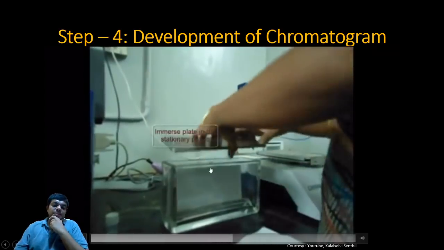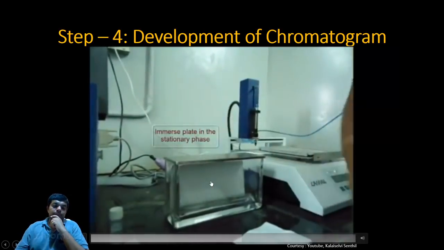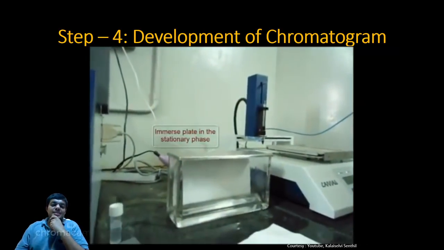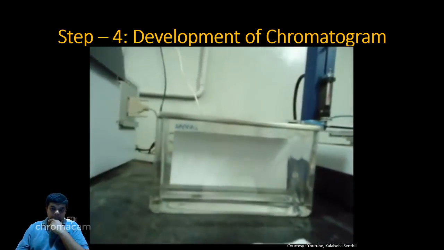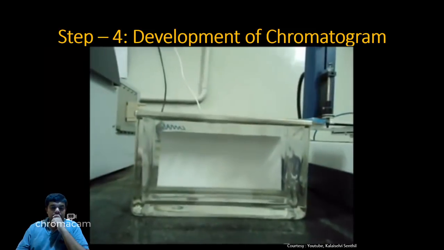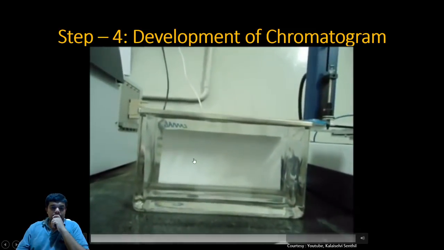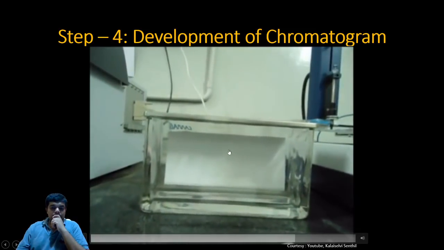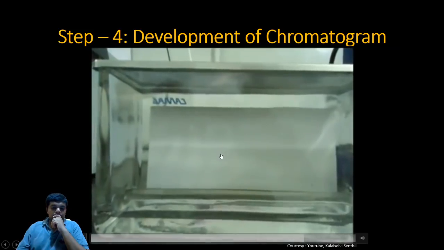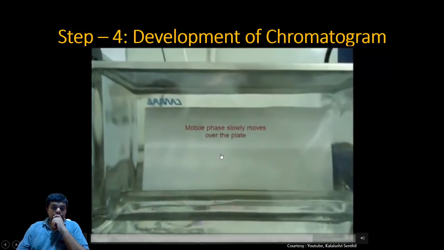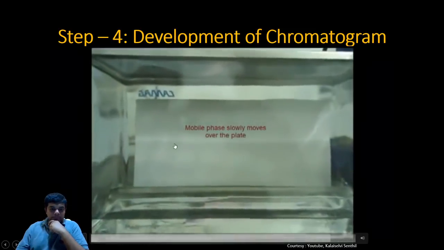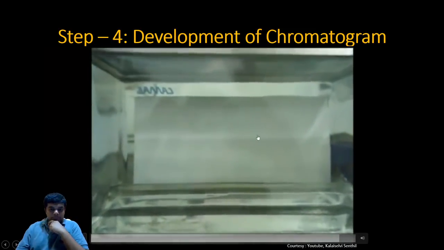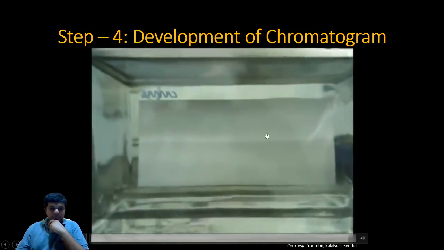See, now the plate has been placed and it has been covered. The mobile phase is allowed to run 8 cm from the bottom on the chromatographic plate. Then immerse that chromatographic plate inside the twin trough chamber and allow the mobile phase to move over the plate. We can never allow the mobile phase to move over the marked position.